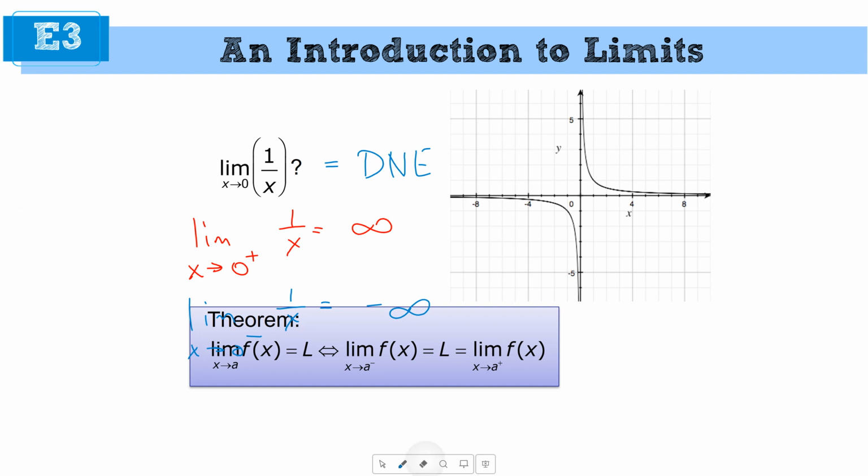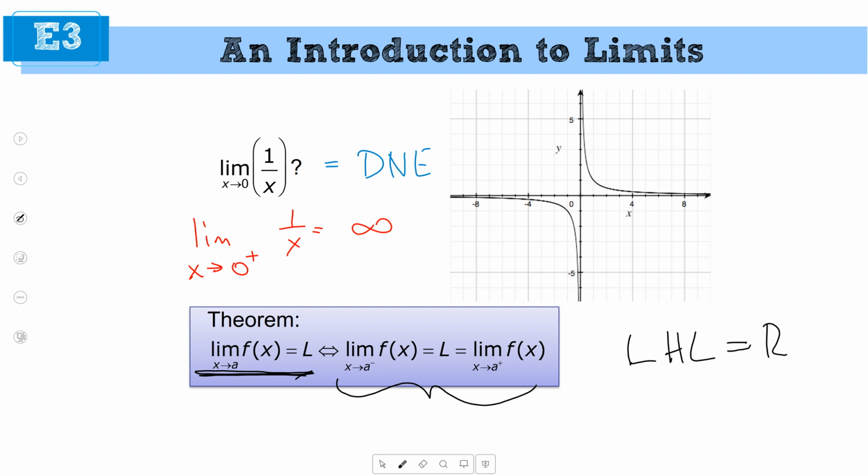There's the calculus speak for you. And let me summarize this for you. Get rid of the blue so you can read it. If you're going to have a limit at a number A, that's only going to happen if these two things are true. We summarize that by saying the left-hand limit has to equal the right-hand limit in order for there to be a limit at the point A.